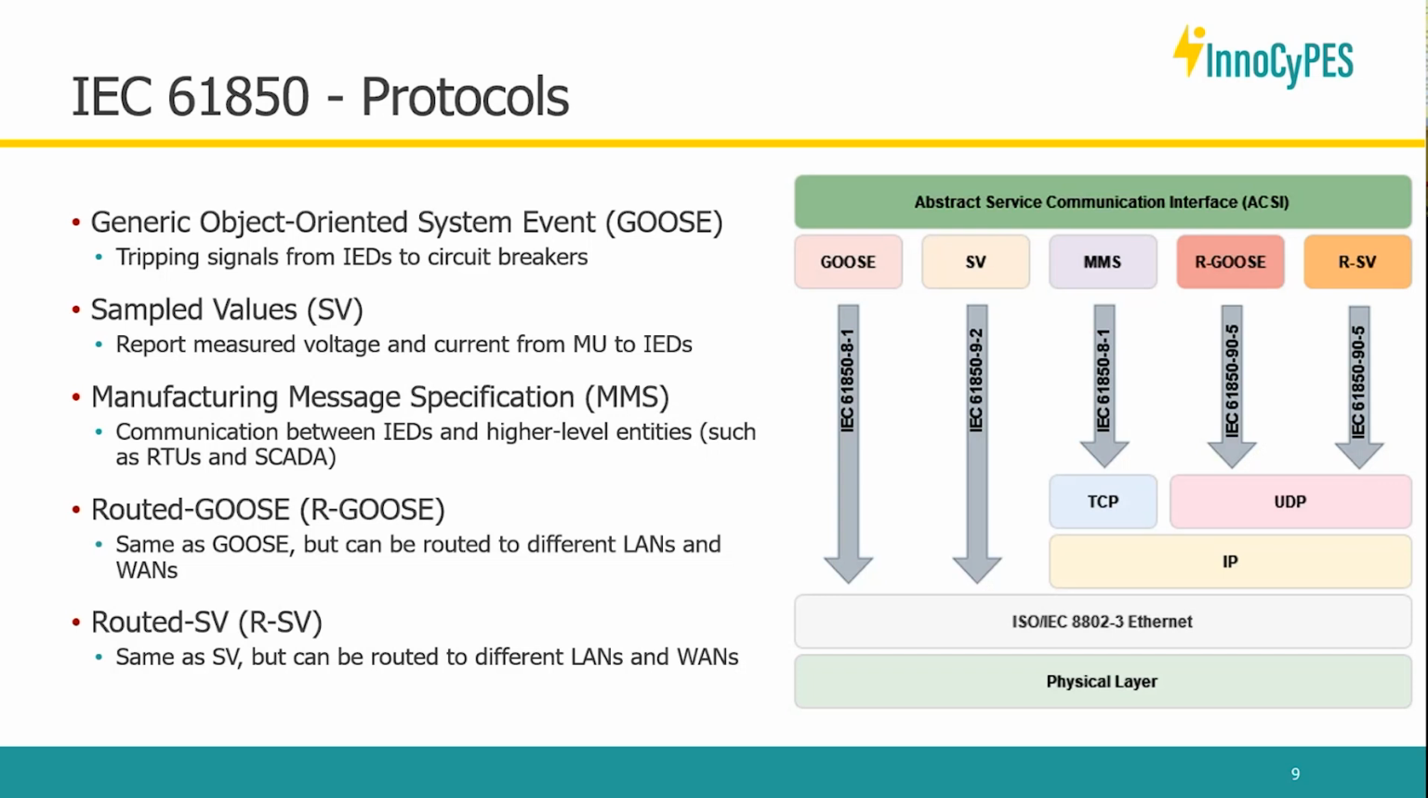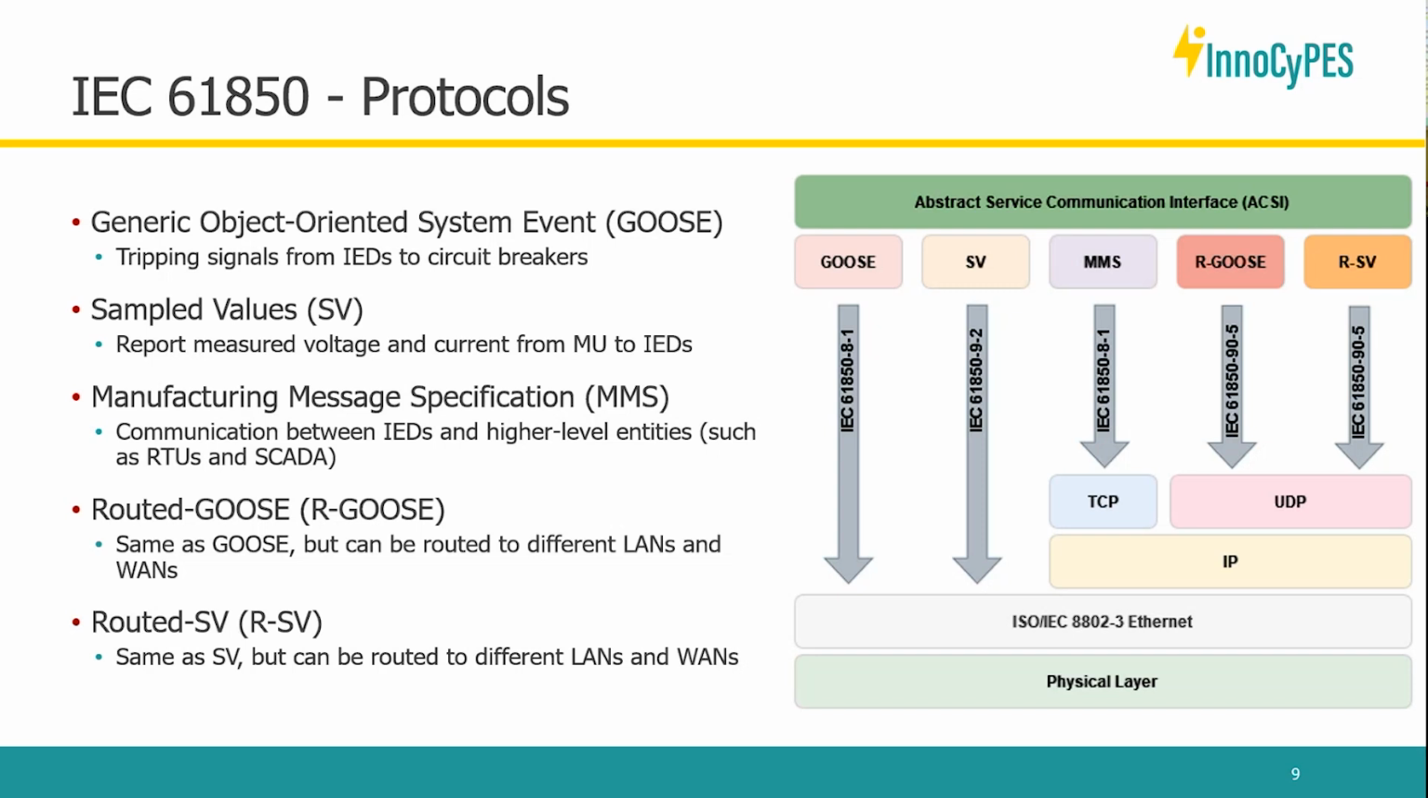Then we have the Manufacturing Message Specification, MMS, which is used to configure IEDs. And finally, we have the routed GOOSE and routed SV protocols, which have the same scope as the standard GOOSE and SV. The only difference is that they can be routed to different LANs and WANs.